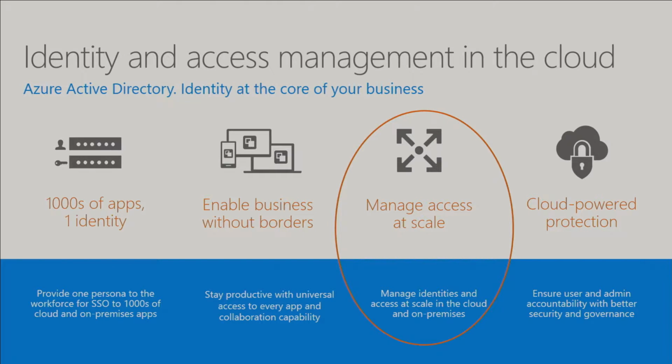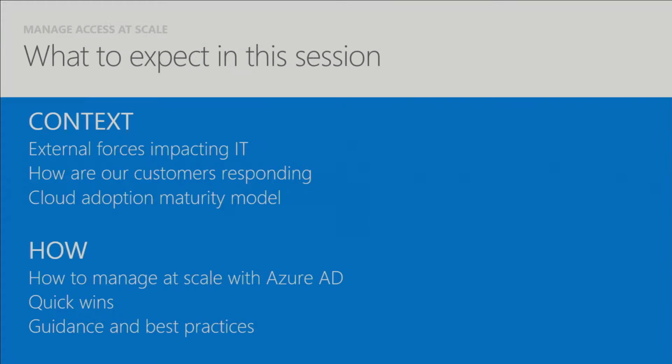So this is one part of a larger set of discussions on Azure Active Directory and identity access management, including things about one identity for thousands of apps, enabling your business collaboration with B2B, cloud-powered protection, but the one that I'm most in love with is managing access at scale, and that's what we're going to talk about today.